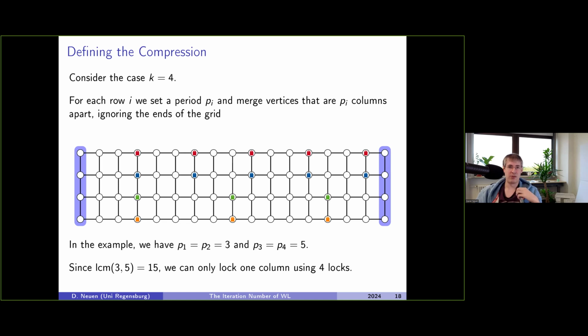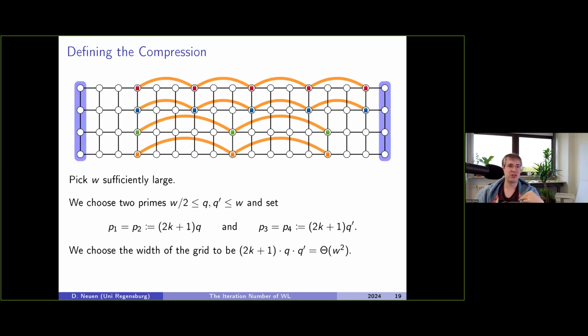Okay, so there is one subtle issue here. In order for there to be a separator, let me formulate it differently. One way to have a separator is to block one column, but that's not the only option. So for example, here we also have a separator, although we do not have a blocked column. But this we can easily fix by increasing the periods a little bit. Concretely, in this k equal to 4 case, we can choose two large primes, q and q prime, and set our periods to be equal to (2k+1)·q and (2k+1)·q′.